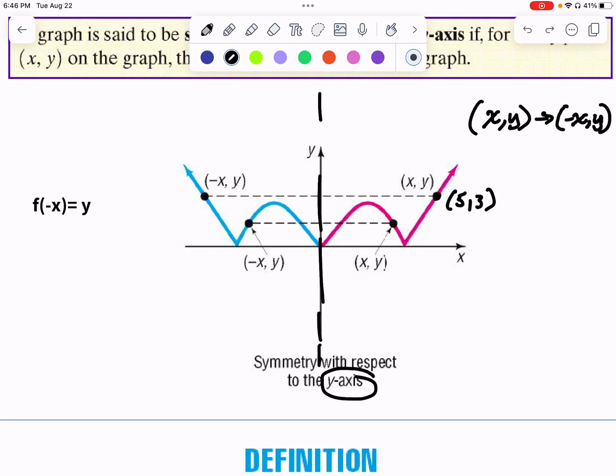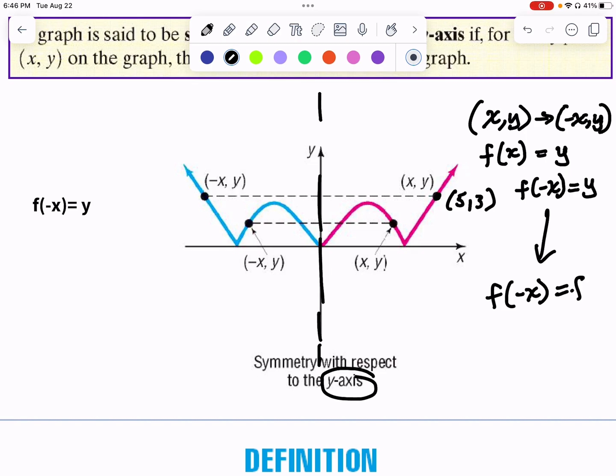This is also a function, so I can write the function notation for it, which means if f of x equals y, then f of negative x will also equal y, because x can be interchanged with negative x, but the function is back to the original function. Another way to give this piece of information is f of negative x, you could also rewrite this as f of x, because y and f of x are the same thing.